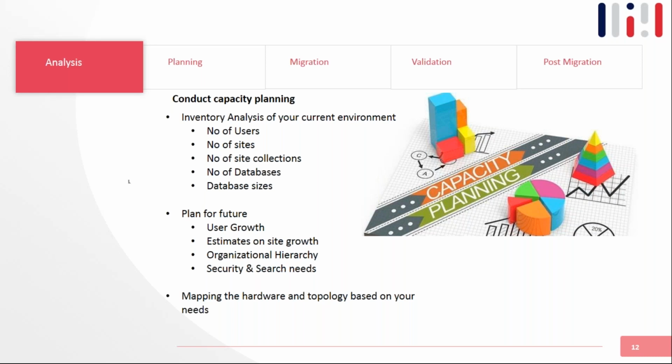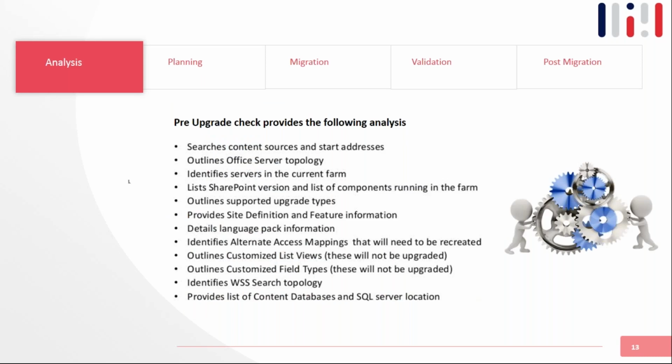And finally, we need to map the hardware and topology needs based on how our organization demands. We also need to do a pre-upgrade check on this checklist of how our content sources are, what are the URLs and addresses, how is our Office server topology, what are the servers in the current farm, our SharePoint version and all the components that are running, different third-party applications, if there are any language packs, identifying any alternate access mappings, if there are any, outlining any customization, it could be on the list views or field types, identifying the topology, a complete list of content databases and their server locations.